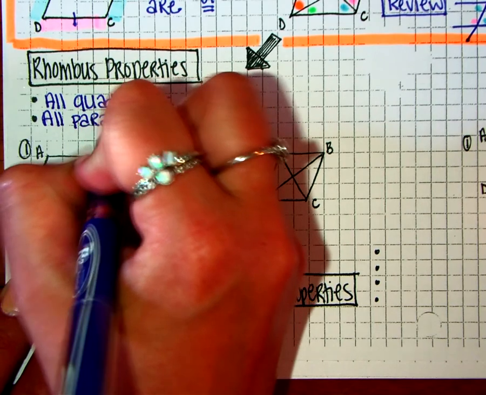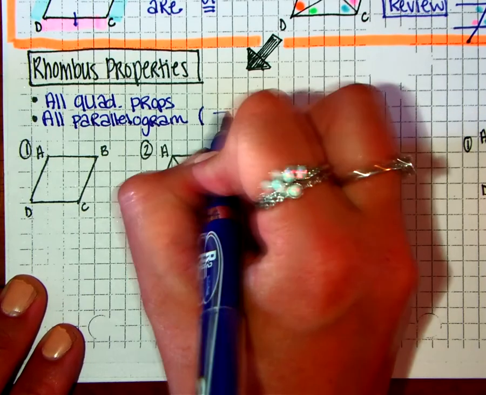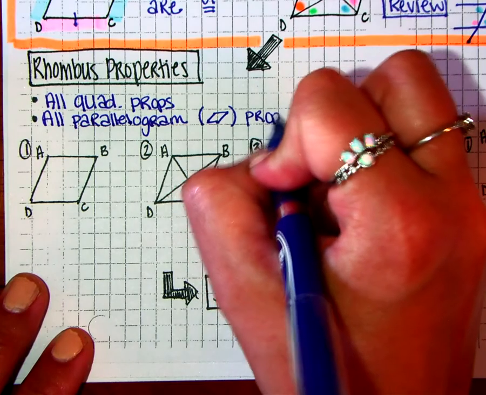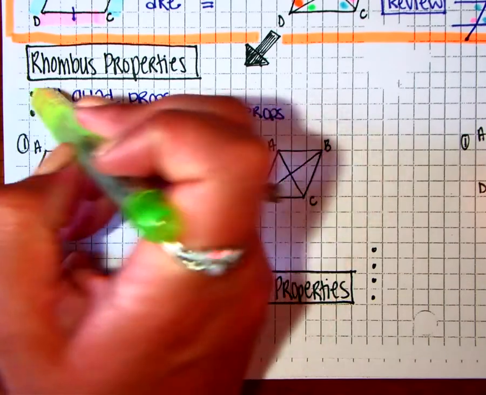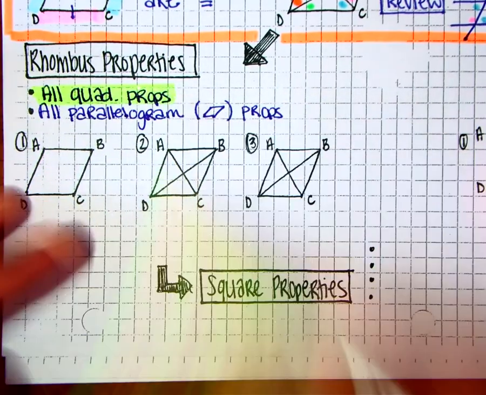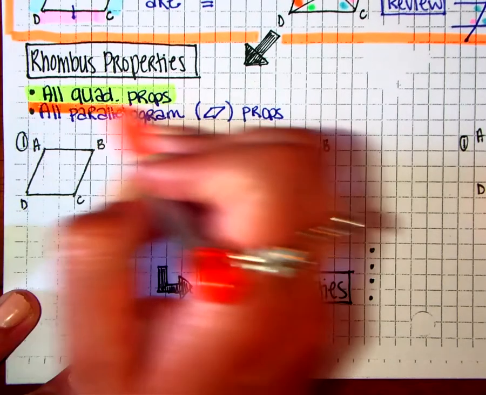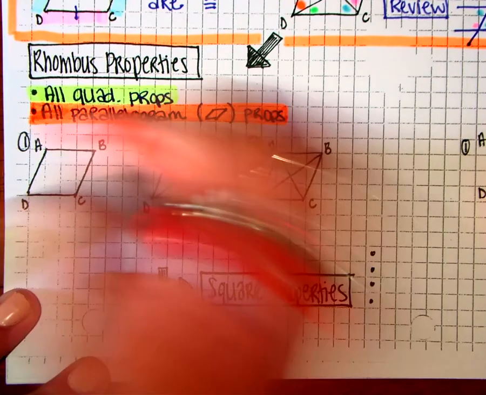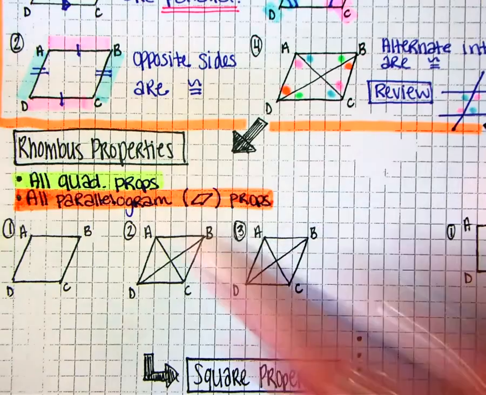Now, there is a symbol for parallelogram. I will put it in parentheses. It basically looks like a miniature parallelogram. The rhombus will not have its own symbol. It's not going to have its special little symbol just for it. There's the parallelogram symbol, and that's basically it. So it inherited those, which means all of the properties up above are also rhombus properties.